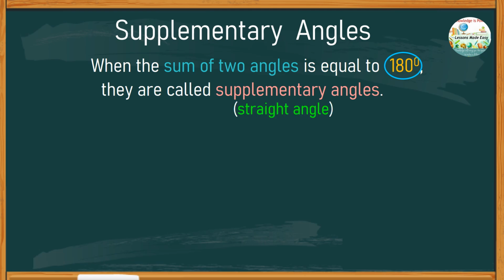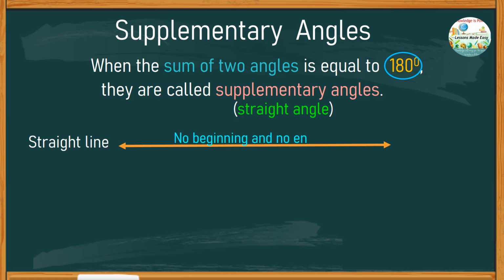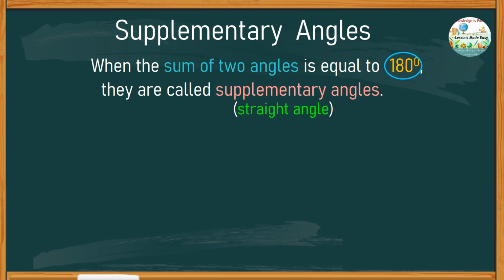But what is the difference between a straight angle and a straight line? A line has no beginning and no end, while a straight angle is made up of two rays with one endpoint. And this endpoint is the vertex.